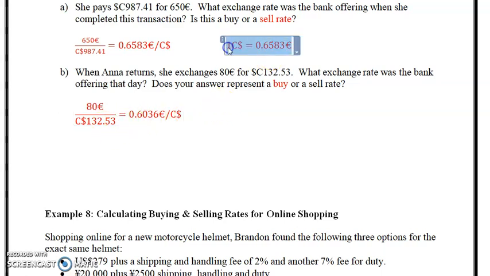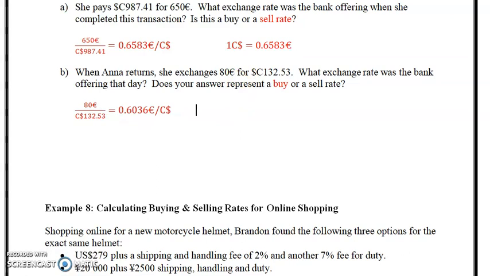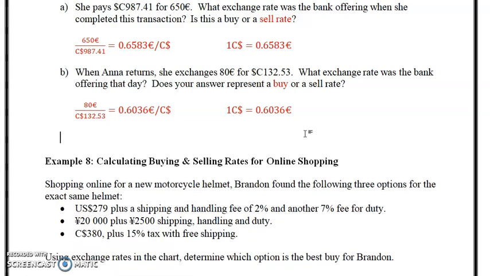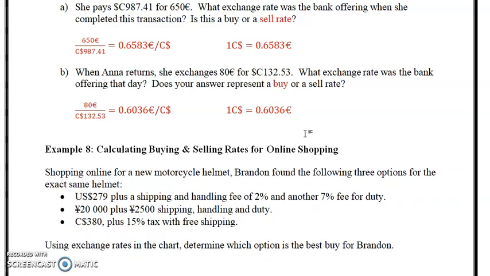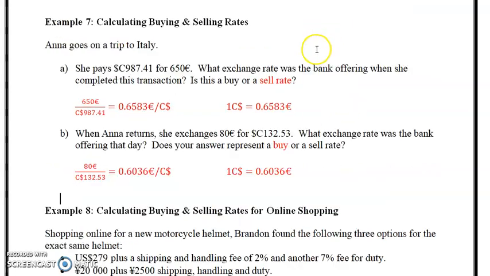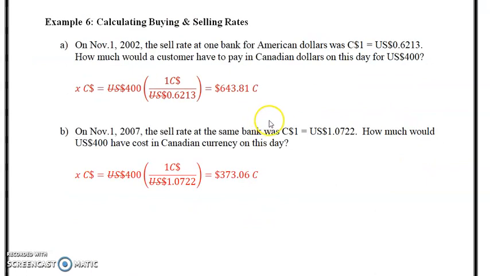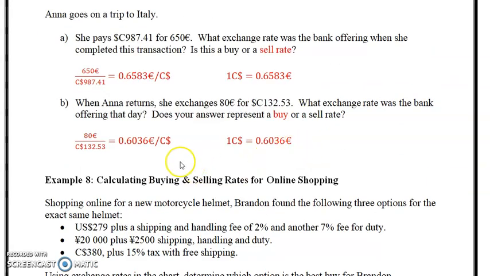So that means that $1 Canadian is now only equal to 0.6036, right? So your Canadian dollar is worth less. Now, again, the rates do change, but remember, the buying and selling rate on the same day, the buying rate is going to be better for the bank. If not, they wouldn't do it.